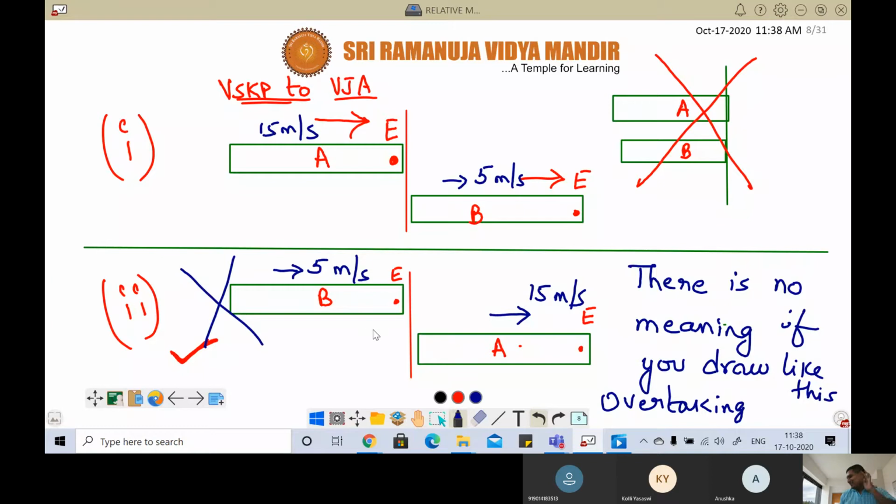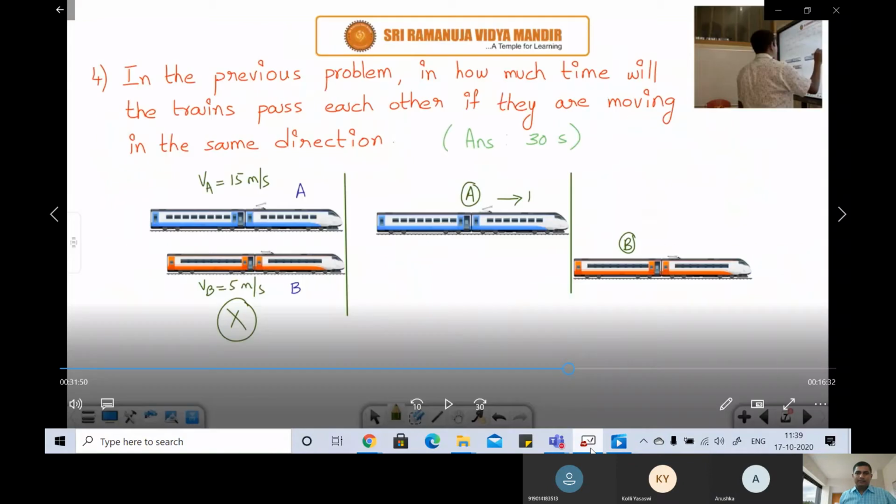Understood now. So here you have to use common sense. Sir, but that is for this case. Which case? This question only, I'm telling you, because here the velocity of A is more than the velocity of B. That's why. This case only I'm telling. But whichever case, always remember this.